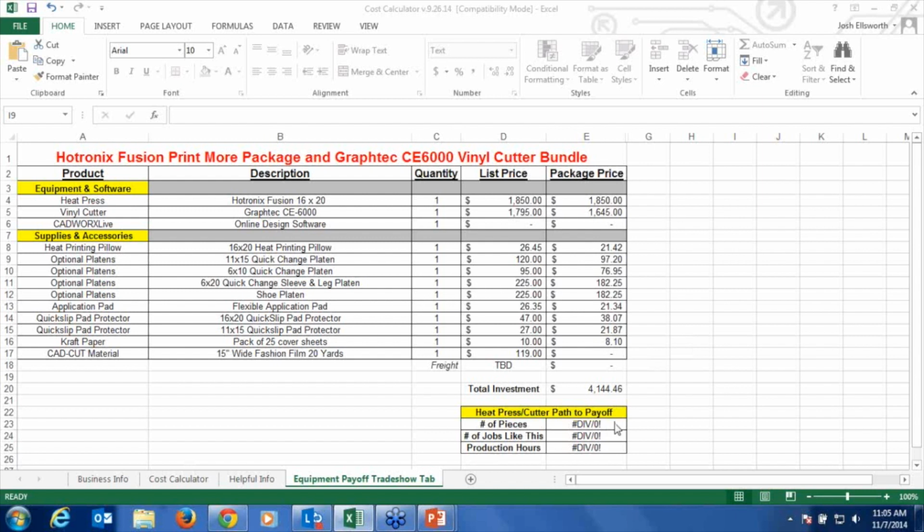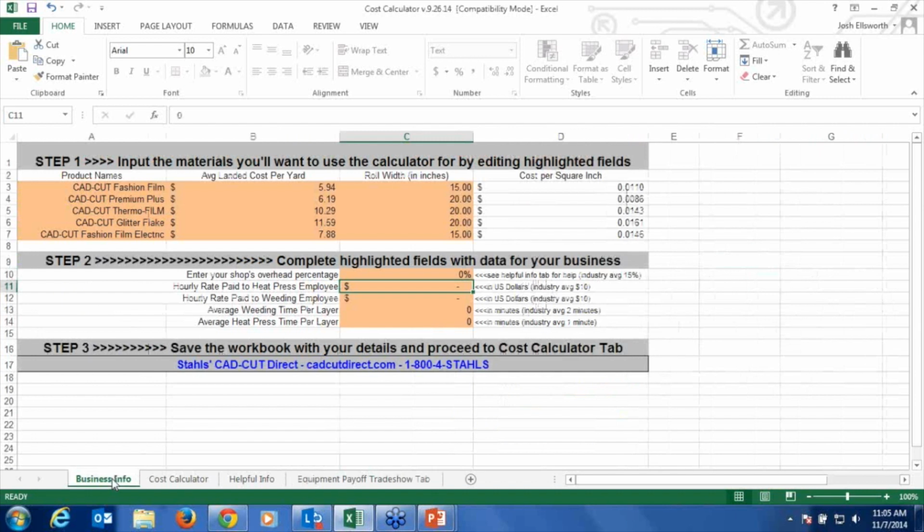Then, of course, if you're just looking for a cutter or a heat press, you can pull some cost out of here and ultimately have about a $2,000 investment into either one of those to pay off with the profit from your jobs. And of course, once we already have that equipment, we want to work towards paying off the actual investment.